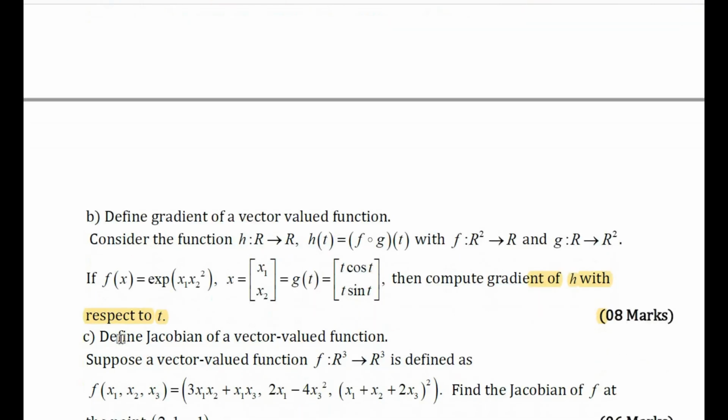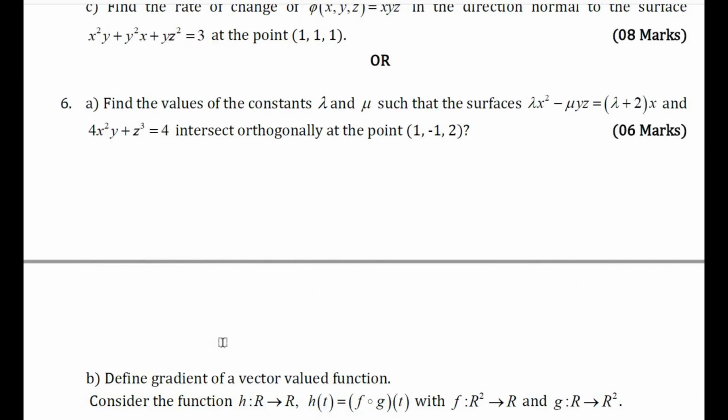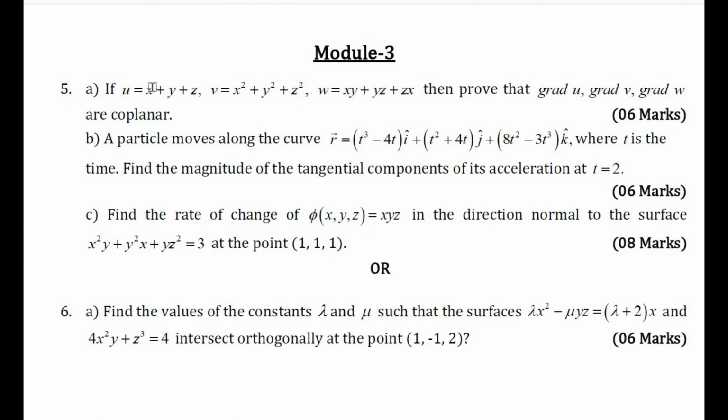Moving on to question number 6c. Define a Jacobian of a vector valued function. Then for the given function, we are required to find the Jacobian of f with respect to the given point. If you take an option, you can choose question number 5 and answer question number 5 fully, and you are going to get out of 40 here.